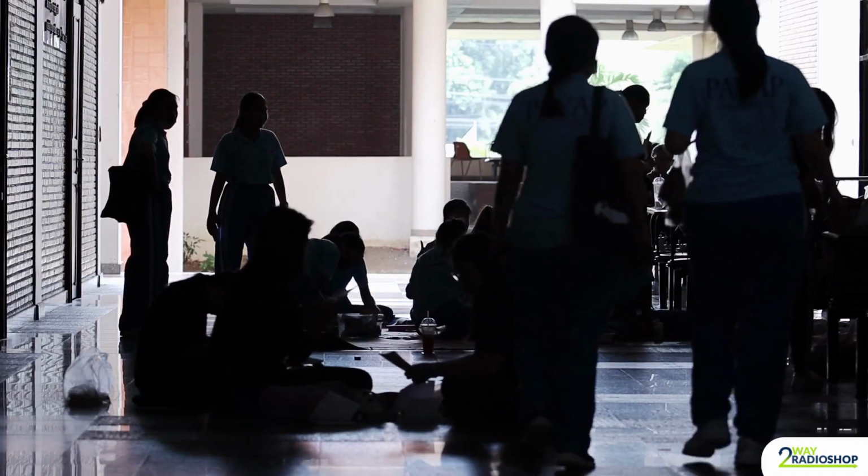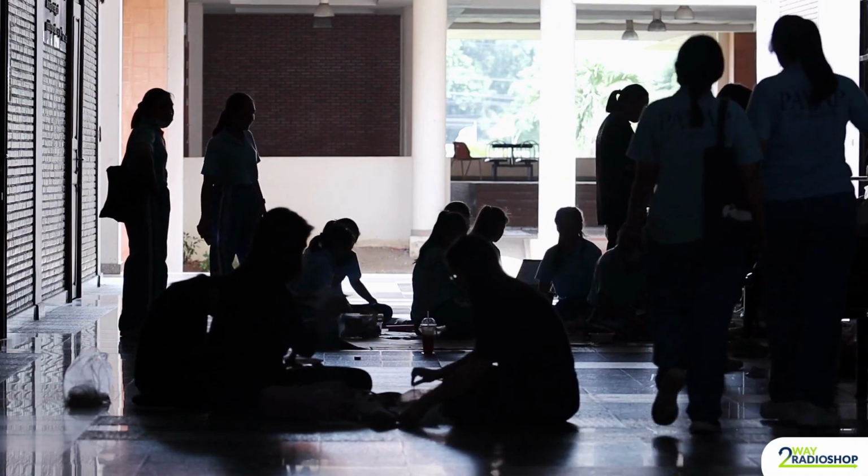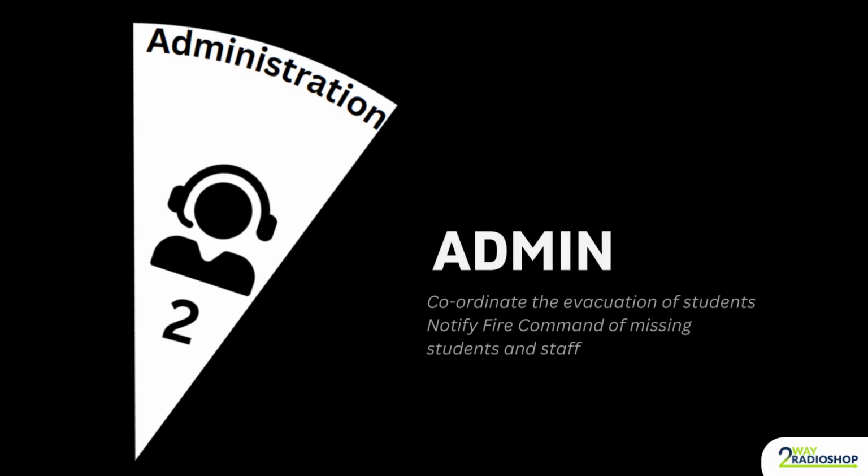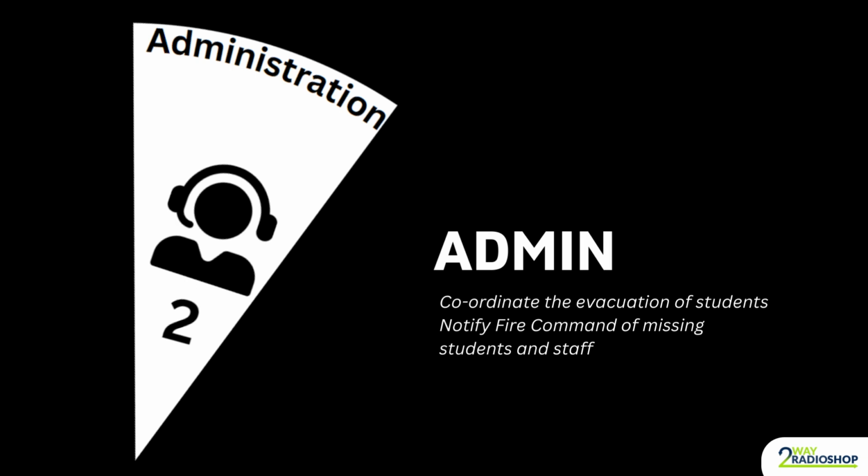Next is admin. Admin will monitor channel 2 for anyone who needs to get in contact with them. Like I've said, all departments should have this matrix so they know which channel to use for which department. Admin's job during the emergency protocol will be to coordinate the evacuation of the students and the staff to a safe area and to notify fire command of any missing staff and students. So if, for instance, a teacher realises that one of their students is missing, they will go to channel 2, contact admin and let them know.